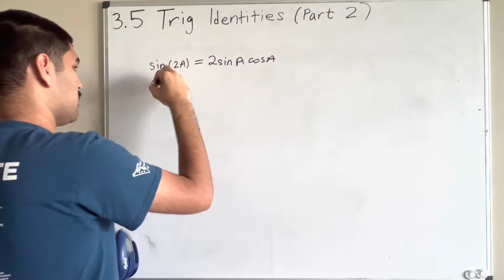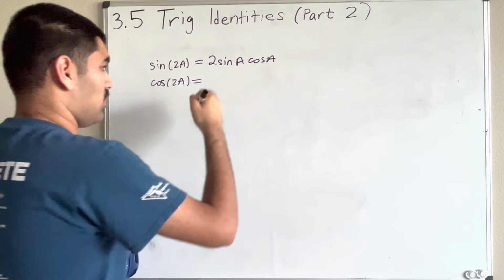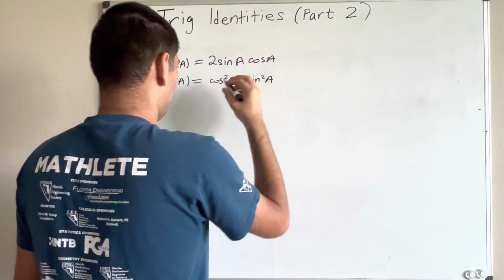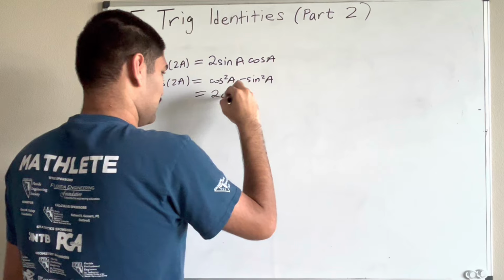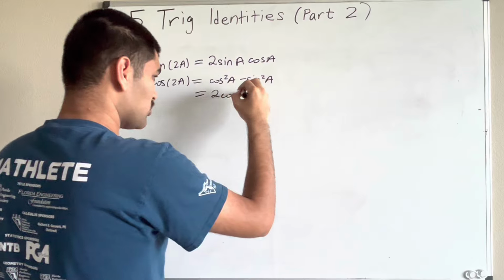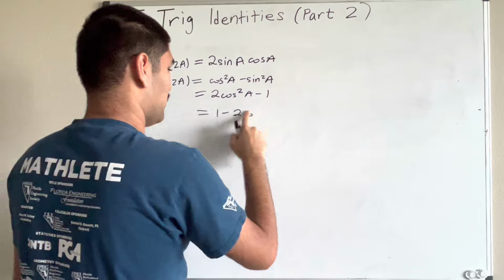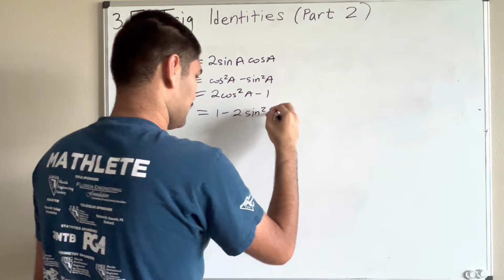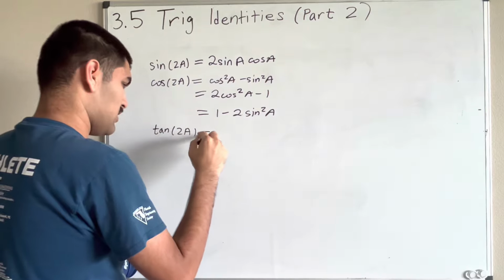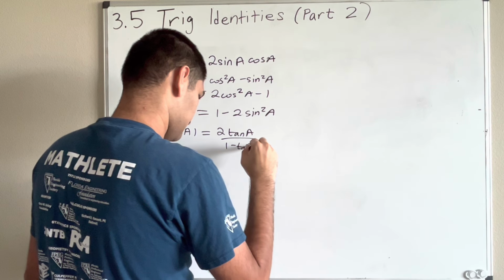And then cosine 2a actually has 3 different representations. The first one is kind of the most common, if you will, but they're all used pretty often. The first one is cosine squared a minus sine squared a, and then this is also equal to 2 cosine squared a minus 1, and then finally it's also equal to 1 minus 2 sine squared a. All right, and then finally for tangent of 2a, this is just equal to 2 tangent a all over 1 minus tangent squared a.